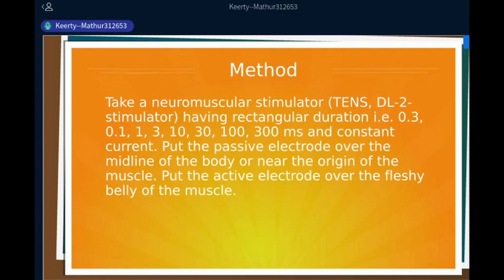First of all, we have to identify the muscle, and we'll put the active electrode over the muscle belly and an inactive electrode proximal to the joint. For example, if we are going to draw an SD curve for the opponens pollicis muscle, whose function is to perform the opposition of the thumb, we will first palpate the muscle.